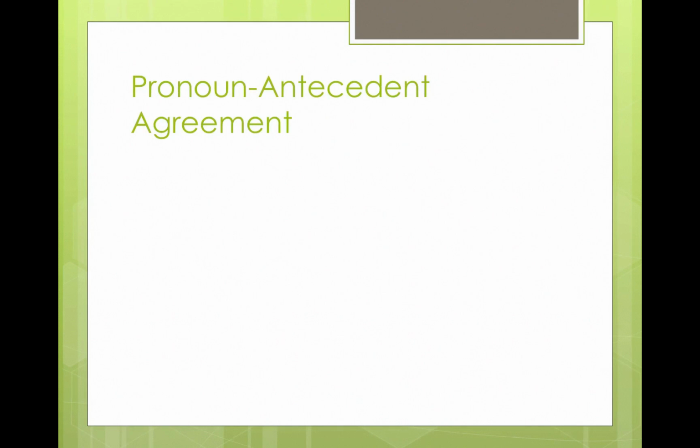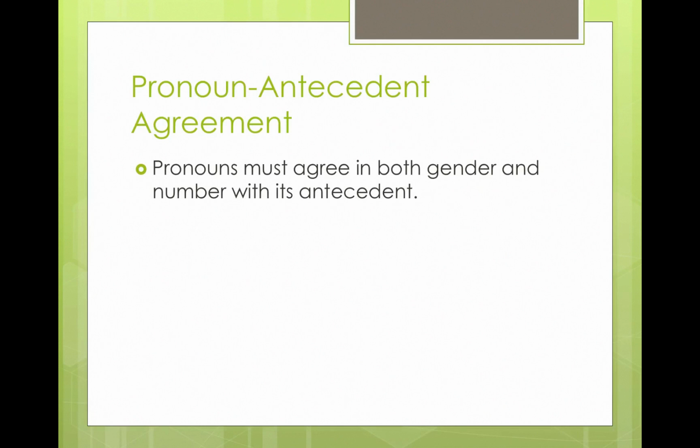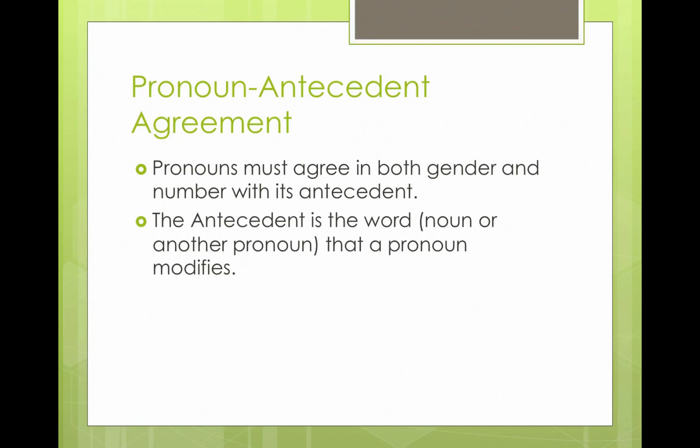Moving on to the other type of agreement, we have pronoun-antecedent agreement. And this becomes a problem as well when we write. Pronouns have to agree in both gender and number with their antecedent. Now, the antecedent, if we don't know what that is, is the word, and the word could be a noun or another pronoun, that a pronoun modifies. Okay? So an example would be this: Greg likes his new shirt.